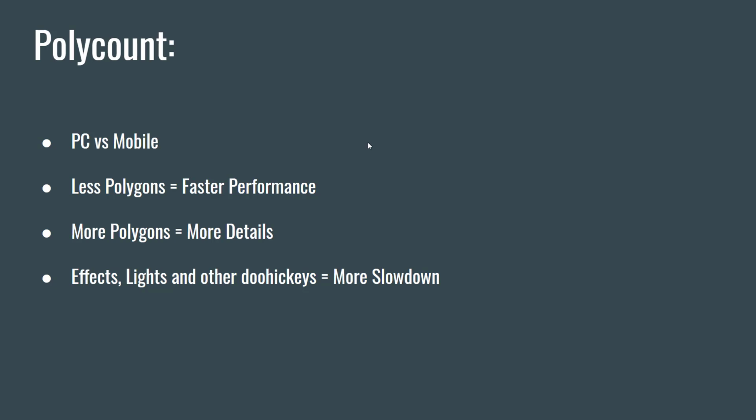And another thing that we want to talk about that also affects the general render budget is effects, lights, and other doohickeys, which is a technical term that I made up. And those things will also equal more slowdown. So it's not necessarily the polygons that are the only things that are going to count towards your performance.